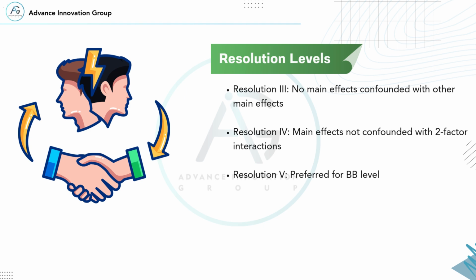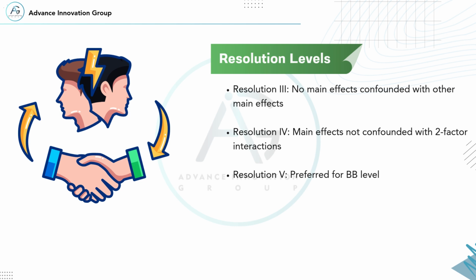Resolution 4 is a step up. Here, main effects are not confounded with two-factor interactions, but two-factor interactions might still be confounded with each other. This gives us more clarity when interpreting main effects. Resolution V designs are even better. In these, main effects and two-factor interactions are both clearly separated. That's why Resolution 5 is generally preferred for black belt level projects, where deeper analysis and precision are expected. Higher resolution gives more reliable insights, but it often requires more runs, so it's always a balance between accuracy and efficiency.